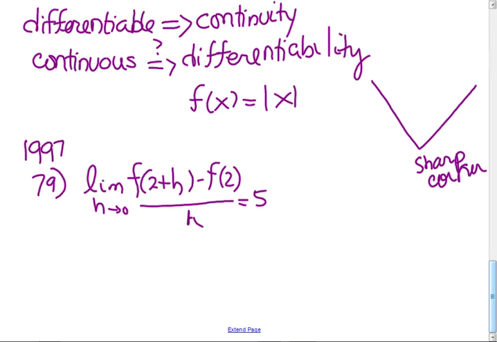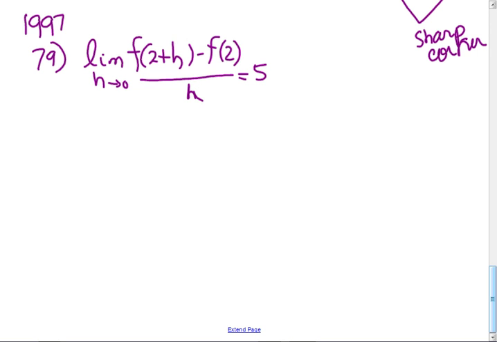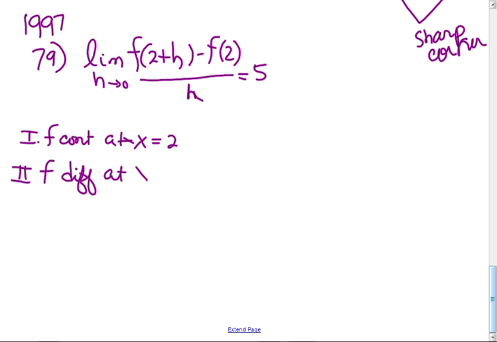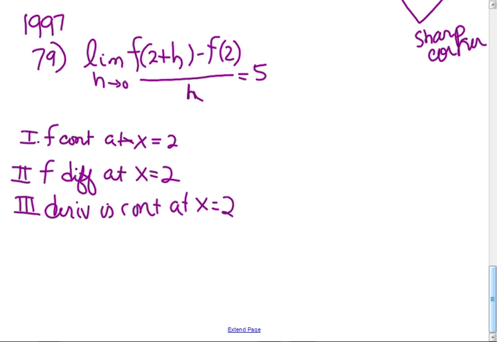Well, I have them worked out. Which of the following must be true? F is continuous at x equals 2. These are hard, by the way. I never find these easy. F is differentiable at x equals 2. And the derivative is continuous at x equals 2. Okay, it says that the limit exists, which means it is the same from both sides.